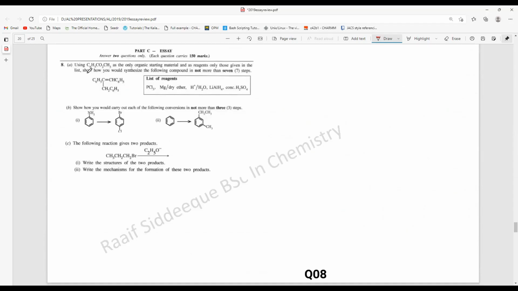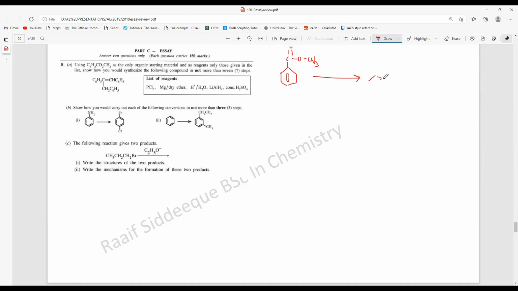So you have been given this structure: benzene, and then COOCH3. So this is basically an ester. It is the only organic material, so you have only this organic material and these reagents are given. You need to synthesize the following compound in not more than 7 steps. So basically you need to get this compound.